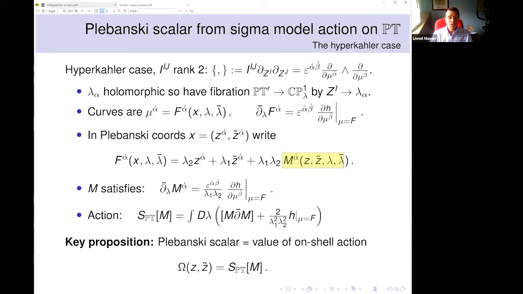So we need to focus on the difference, this m, to get a nice elliptic problem, which will have a uniquely determined solution. At this point, m has homogeneity degree minus one on the Riemann surface. The f was a homogeneous coordinate of degree plus one, so dividing by lambda 1, lambda 2 takes it down to minus one, and the equation that m satisfies is d lambda bar of m is equal to this here.